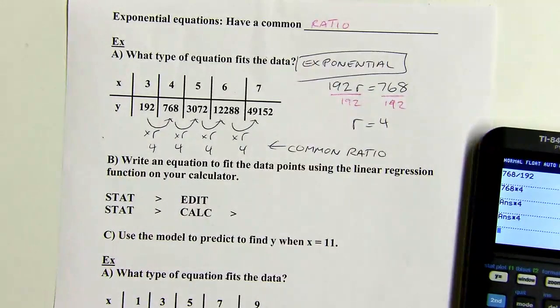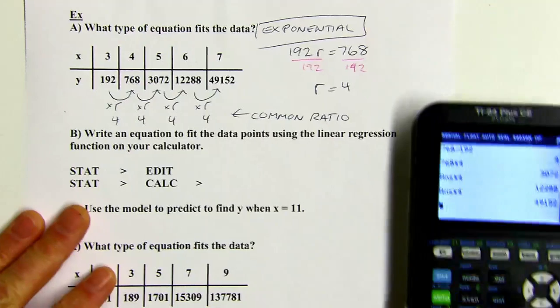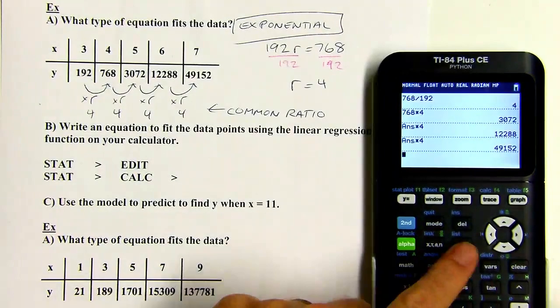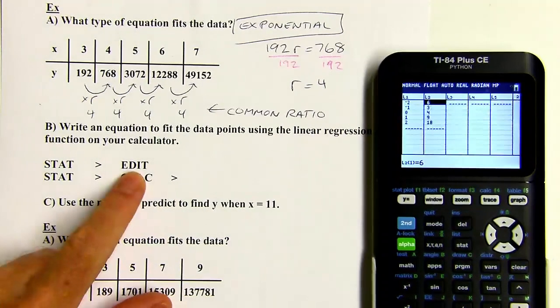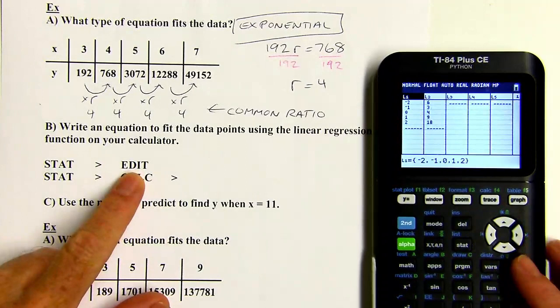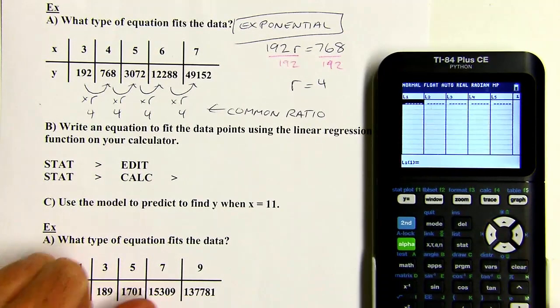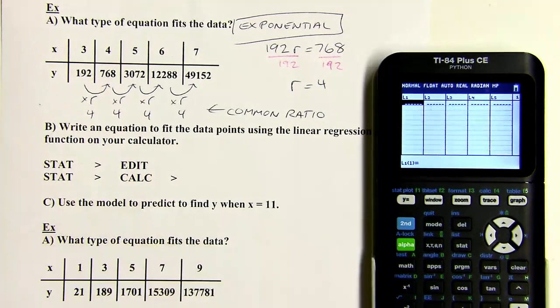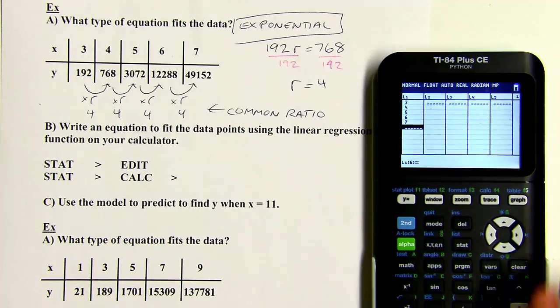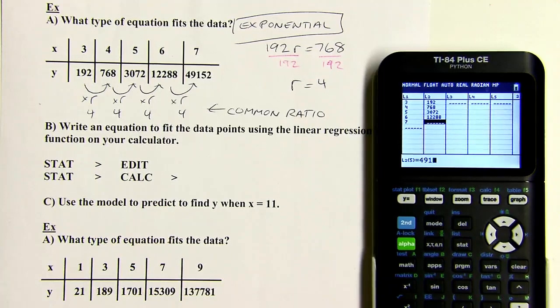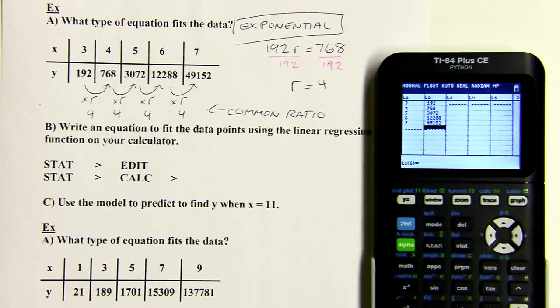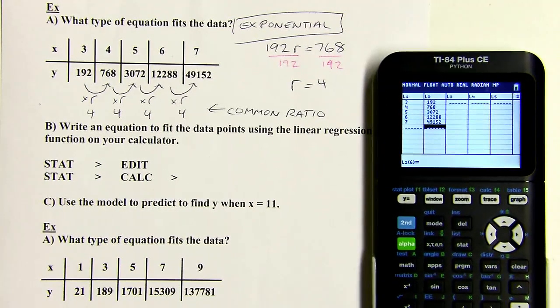Okay, all right, so we're going to do the same kind of thing. We're going to do a regression. Okay, so I'm going to go to the stat menu again, and I'll choose edit, and I'm going to input. Here, I'll clear out these lists. I'm just highlighting L1, clear, enter, highlighting L2, clear, and enter. Okay, so let's put in this XY table. 3, 4, 5, 6, 7 are my X's, and then 192, 768. Okay, I've got my XY table in there.